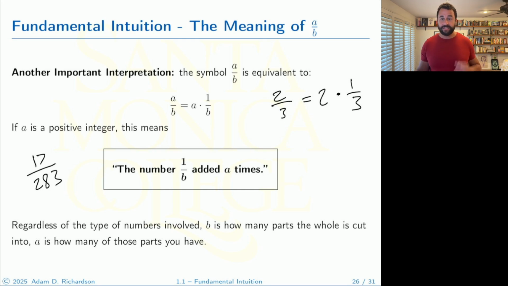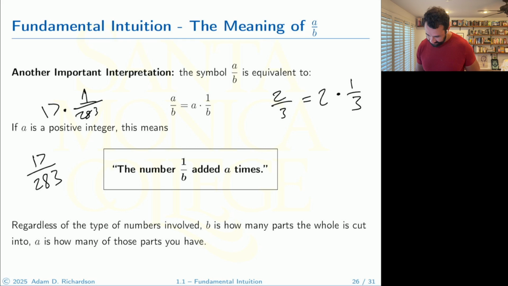17 over 283 might kind of freak you out for a minute. That just means whatever the whole is, whatever we're calling one, the unit, cut it into 283 pieces and then take 17 of them. That's what 17 over 283 is. You could use a circle to represent the whole. You could use a strip to represent a whole. You could use this symbol here, this numeral one, to represent the whole, but that's what that means. Cut one into 283 pieces and then add it 17 times. 17 times 1 over 283.